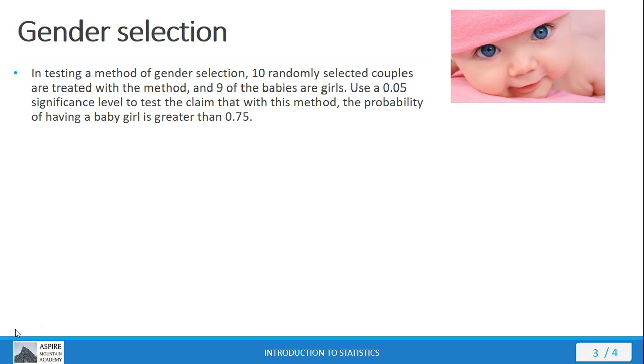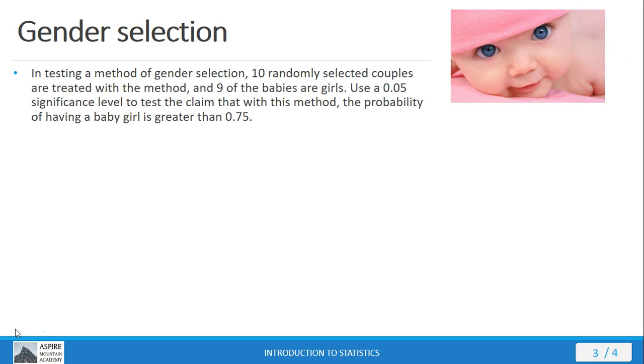Let's go back and look at our XSORT gender selection example to illustrate how this works. We're testing the method of gender selection, and now, after we did the whole initial 100 couple thing, we've got 10 randomly selected couples that are treated with a new and improved method. And 9 of the babies turn out to be girls. So 9 out of 10 is a lot better than what we had previously.